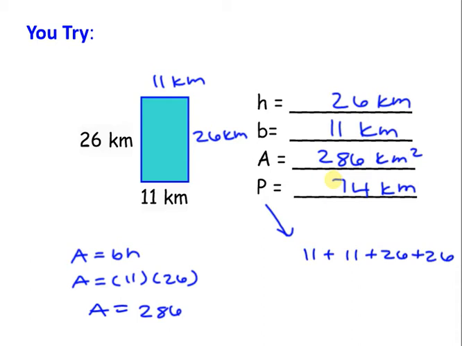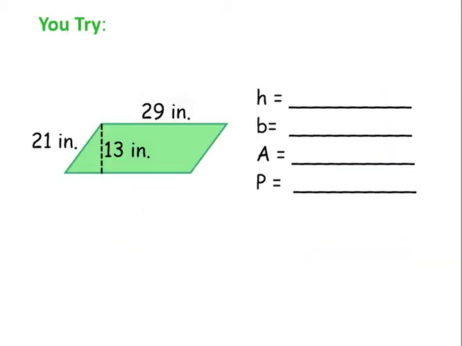Go ahead and hit pause if you're not done, and if you are done, let's take a look. So our height is 26 kilometers, our base is 11 kilometers. When we multiply those together, we get 286 kilometers squared, and then our perimeter is 11 plus 11 plus 26 plus 26, which is 74 kilometers. All right, let's try the next one. Make sure you're careful with this parallelogram.